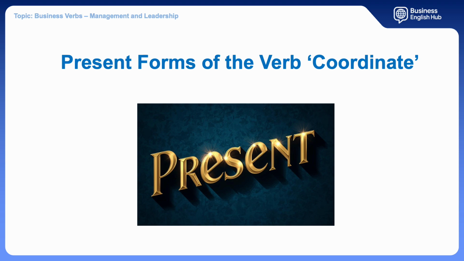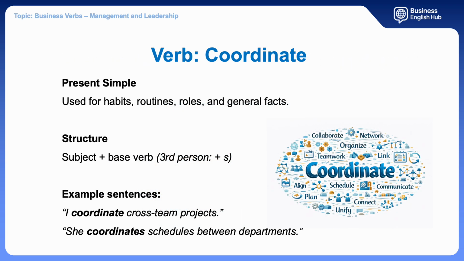We're now going to look at the present forms of the verb coordinate. The first present form is the present simple, and it's used for habits, routines, roles, and general facts. 2 example sentences include: I coordinate cross-team projects. She coordinates schedules between departments.